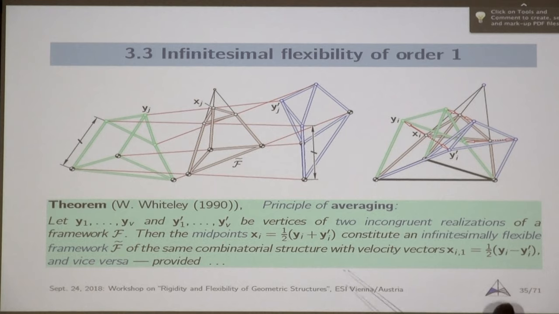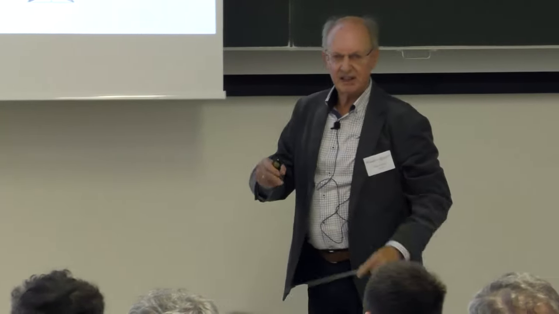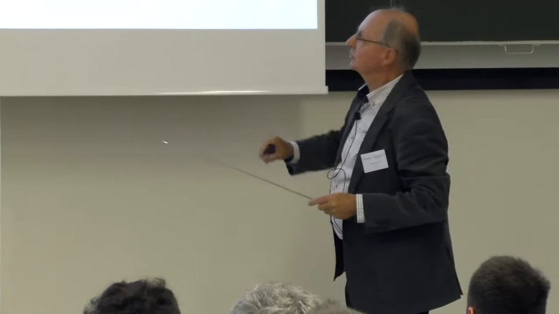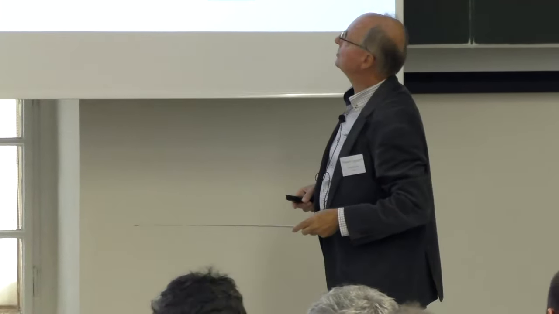I told you about flipping mechanisms. So we have two realizations, and maybe sufficiently nearby so that we can switch from one pose into the other. And then Walter Whiteley proved that the mean, that means really take the midpoint between corresponding points everywhere, gives a structure which is always infinitesimally flexible. So he called this averaging. Take the two poses, form the mean of corresponding vertices, and this is infinitesimally flexible.